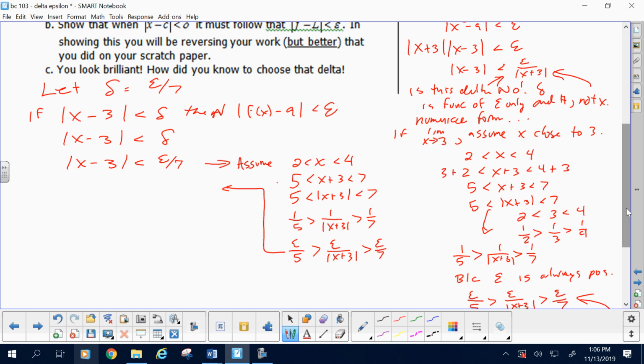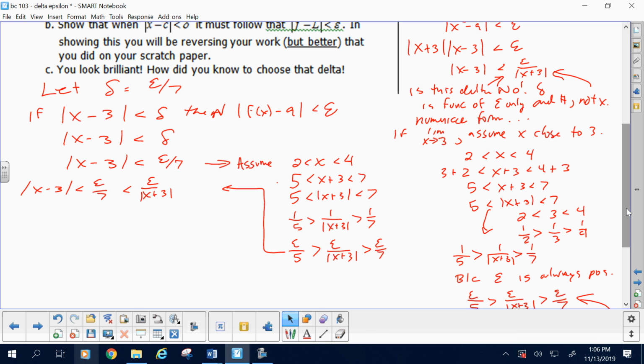Now, here is where we go with a little bit of logic. We left off, if you remember, at the point that x minus 3 is less than epsilon over 7. But we just showed that epsilon over 7 is less than, isn't epsilon over 7 less than epsilon over x plus 3? Do you agree? All right.